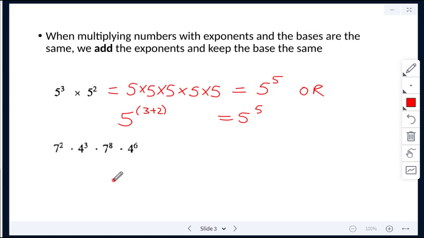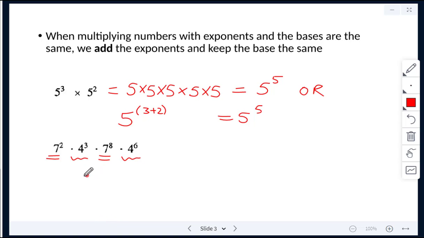All right, so here we have 7 squared times 4 cubed times 7 to the power of 8 times 4 to the power of 6. So the bases have to be the same. So that means we can collect together the 7 squared and the 7 to the power of 8, and then we can collect together the 4 cubed and the 4 to the power of 6.